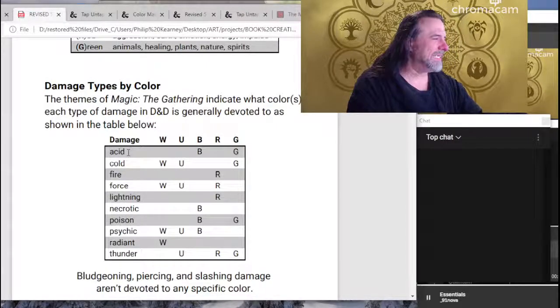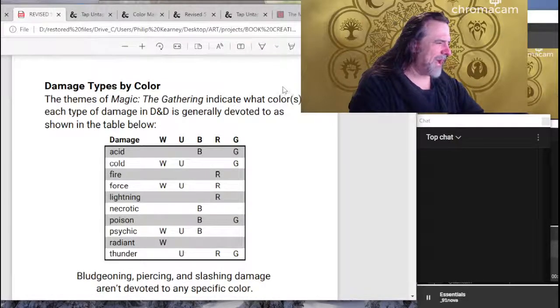Acid, you're going to see a lot of acidic stuff in cards that are black and green. You're going to see a lot of cold in cards that are white, blue, green. You're going to see a lot of fire in only red. You're going to see radiant damage that's primarily only white. You're going to see necrotic effects that are primarily only black. It's interesting that fire, red, necrotic, black, radiant, white. But everything else pretty much has tastes to it. Poison being black and green.